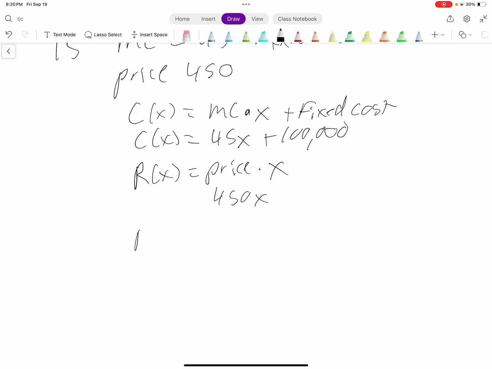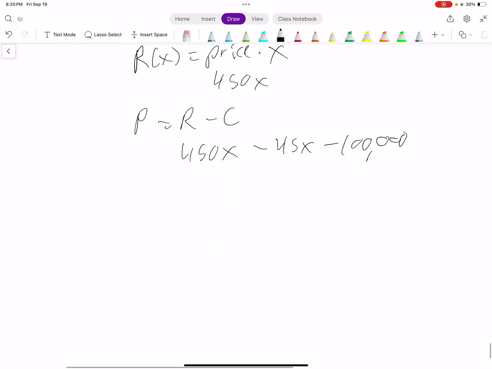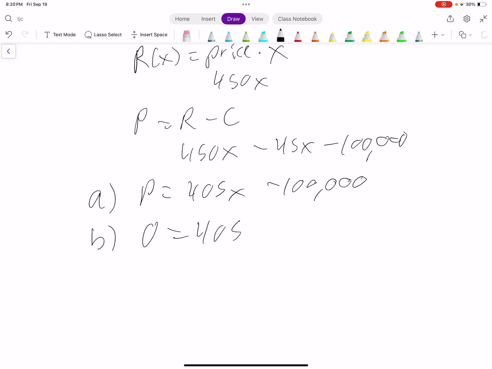So then profit again is revenue minus cost. So it's 450x minus 45x minus 100,000. So the profit is 405x minus 100,000. Okay, so that's the profit equation. That's A. Then the break-even point is you set this equal to 0 and solve.